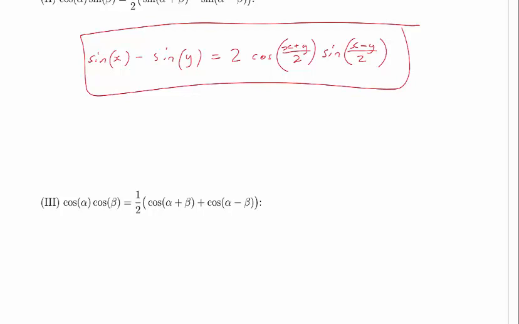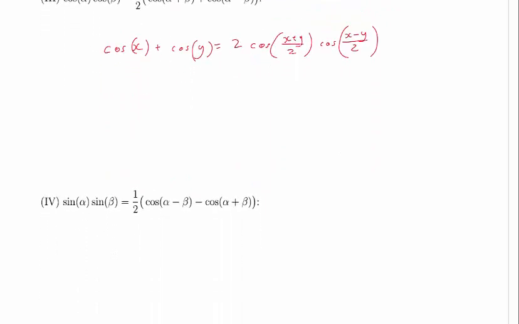Again, let's write out the right-hand side first. And we're multiplying both sides by 2. So cosine of alpha plus beta is cosine of x plus cosine of y equals 2 times the cosine of x plus y over 2 times cosine of x minus y over 2. So a nice simple formula to convert the sum of two trig functions to the product of two trig functions.